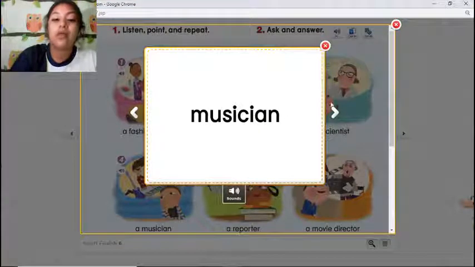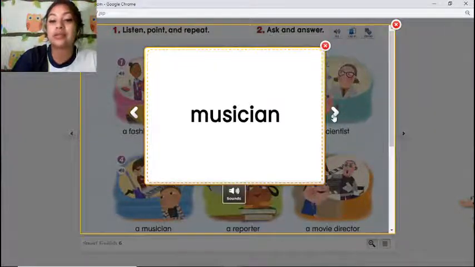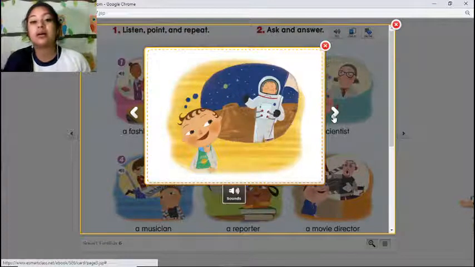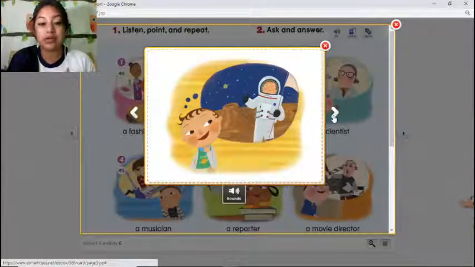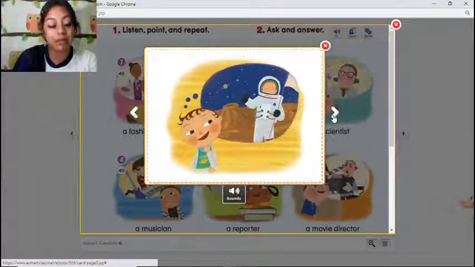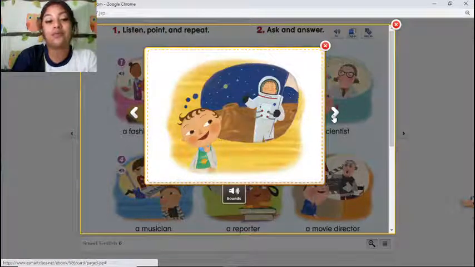Muy bien, correcto. He wants to be a musician in the future. That's correct. Remember that we can also express present tense now with wants to be, right? I want to be a teacher, for example. Yo quiero ser una maestra, ¿verdad? When I want it, maybe now, maybe in the future. Okay, what does he want to be in the future?